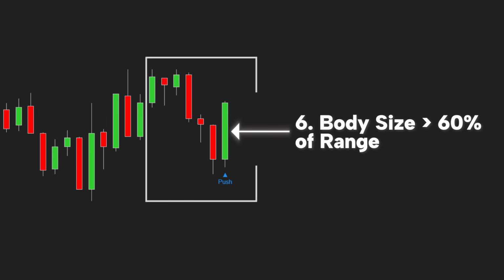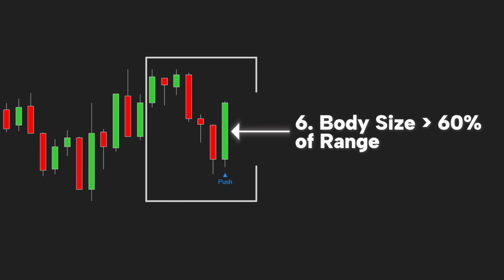Finally, we arrive at the most important condition for completing a high-quality push bar. In this condition, the system requires the body of the push candle to represent a significant percentage of the total candle range. In this example, the threshold is set at 60%. This means the candle body must account for more than 60% of the entire range.